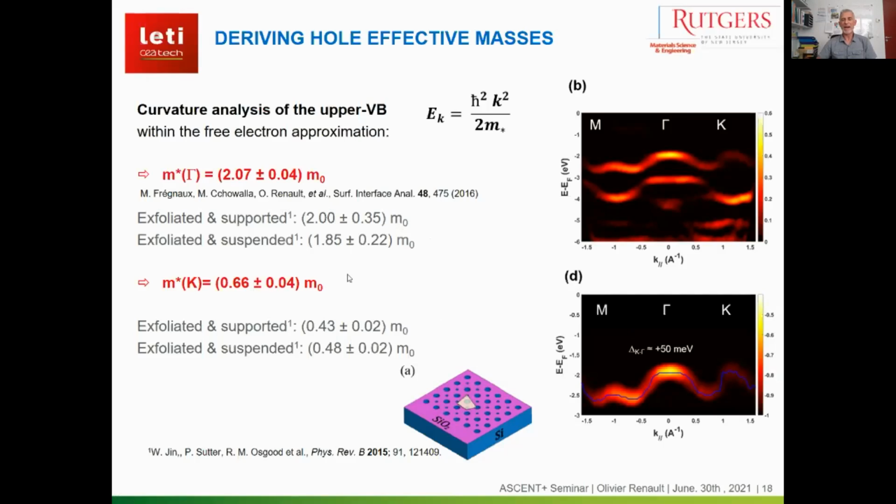So, analyzing the effective mass in a very easy way will tell you about the transport properties of your 2D material and how these transport properties can possibly be modified by a substrate.